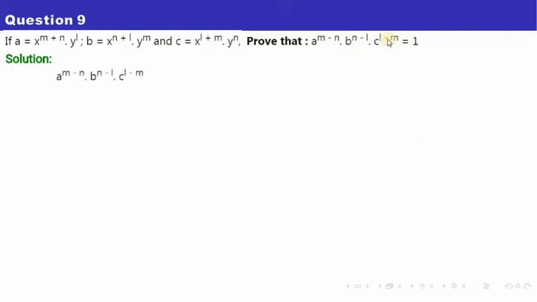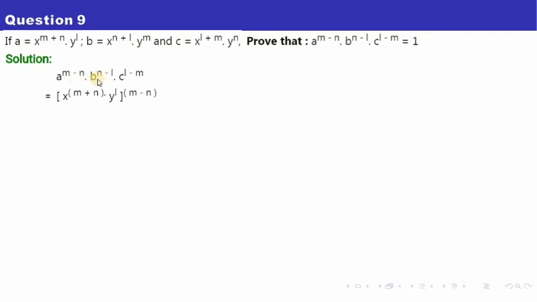So let's take the left hand side. This is my left hand side, isn't it? Now let me substitute the value of a. What is a? A is this much, but a has the power m minus n. Please be careful with that. So this is my a, and the power for a is m minus n, isn't it?